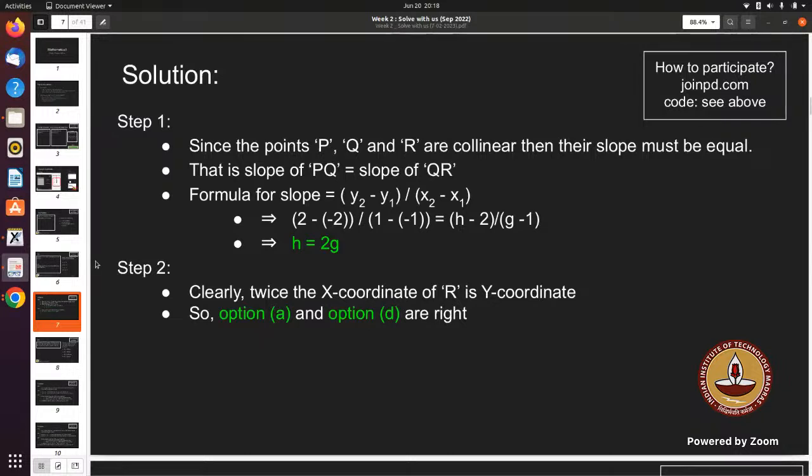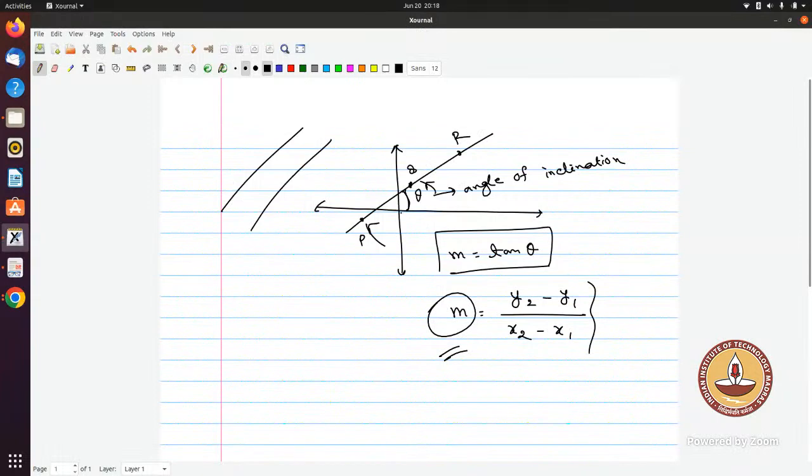That is the idea. So 3 points are there, P, Q and R. The question is when they will be collinear. That means the line segments PQ and QR should be on the same straight line. That is the meaning of collinearity. I can calculate the slope of the straight line passing through P and Q, that should be the same straight line which will pass through the points Q and R, right?